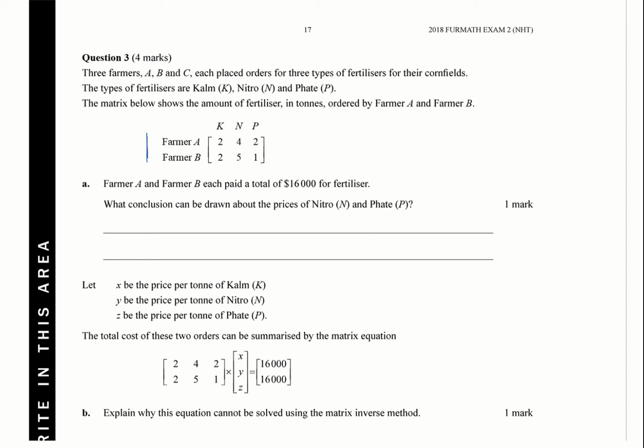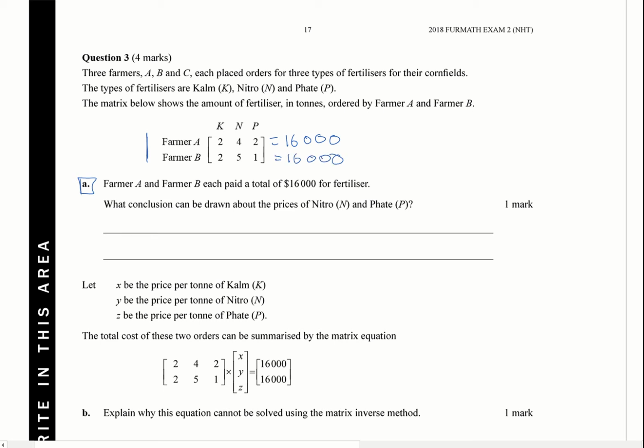So when we get to question A, what it's saying is they each paid a total of 16,000. So essentially, for 2 tons of K, 4 tons of N, and 2 tons of P, it cost 16,000. And farmer B has the same amount of K, but he's got an extra ton of N and 1 less ton of P. It still cost him 16,000.